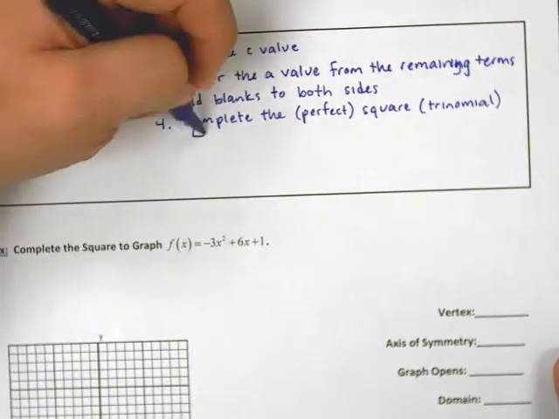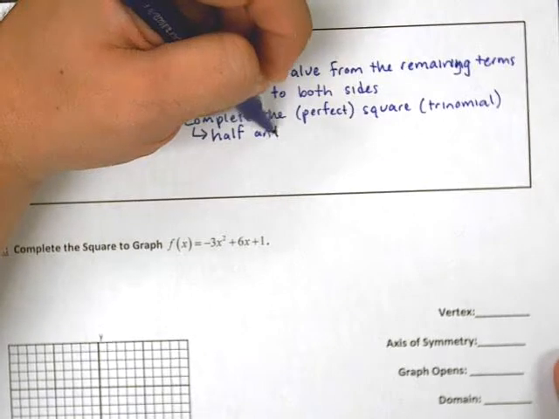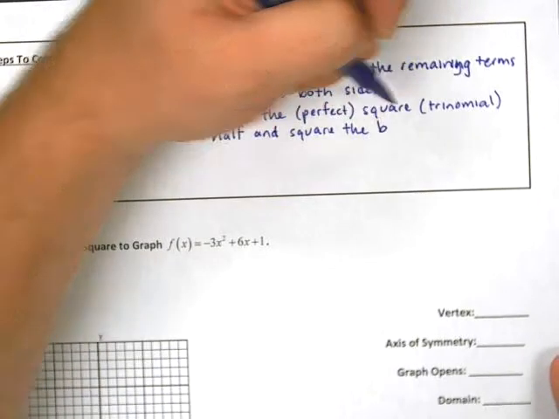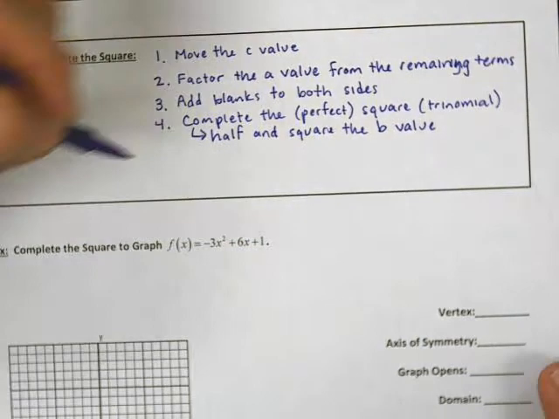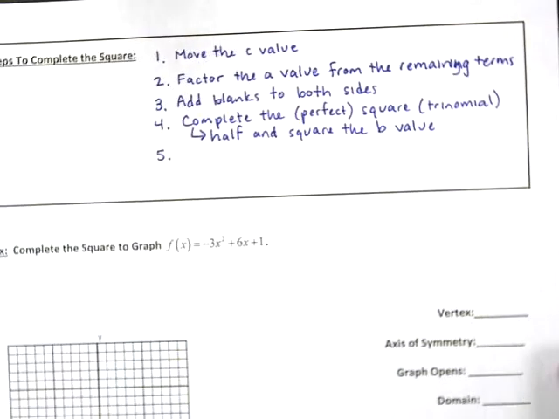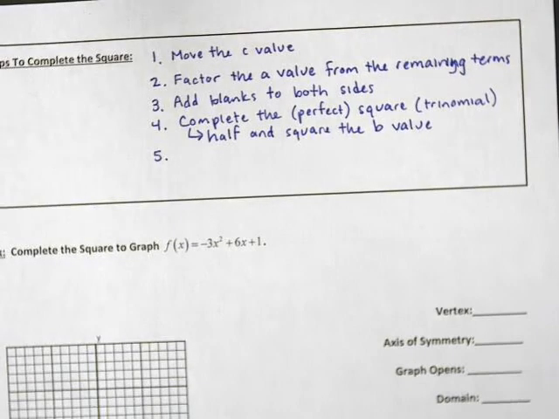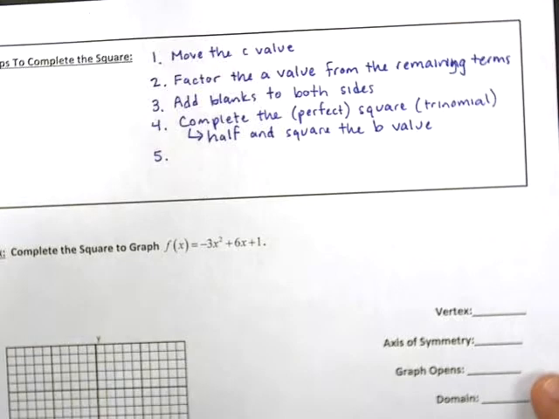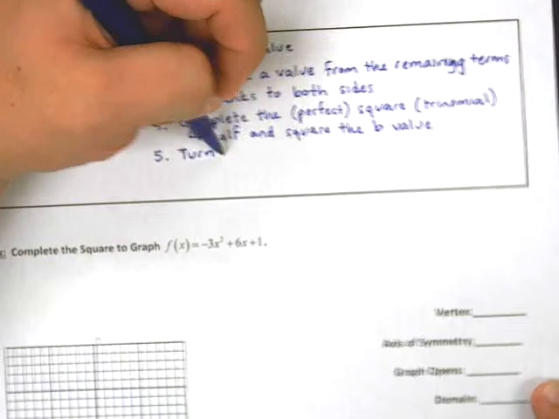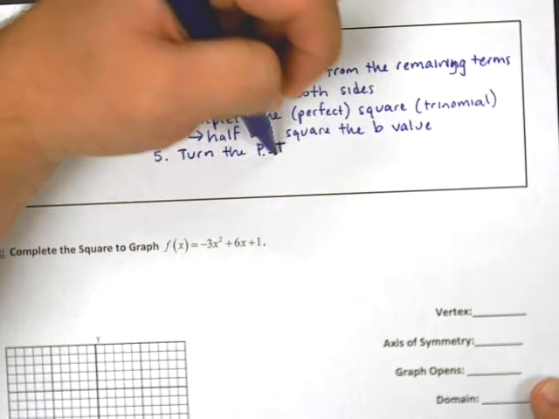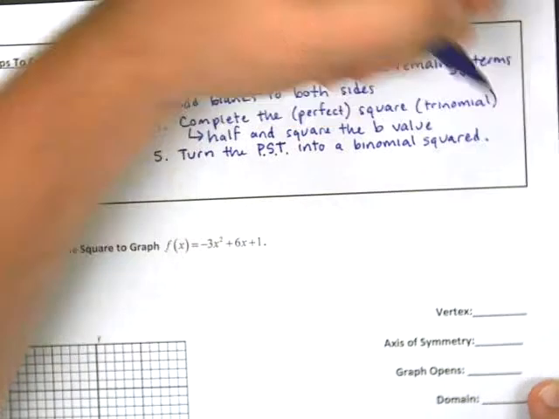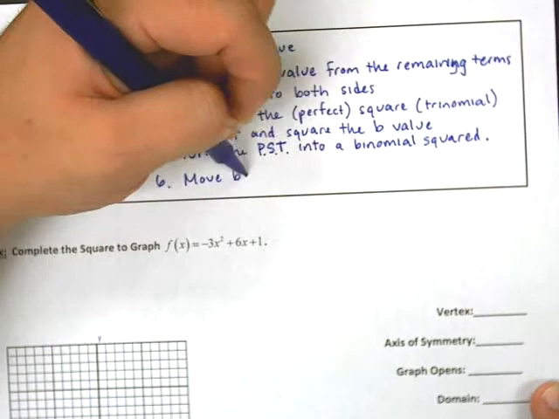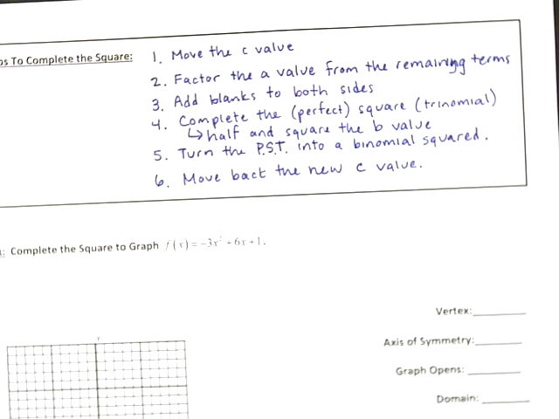Okay, so to do that, what did we do? You half and square the b value. All right, you half and square the b value. So that is something that will always work. Once you've done that, you have to make sure that you... where am I at? Oh, sorry about that. Okay, now you turn the perfect square trinomial into a binomial squared, and then lastly move back the new C value.